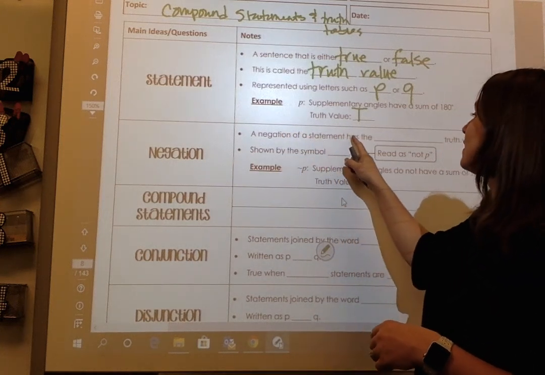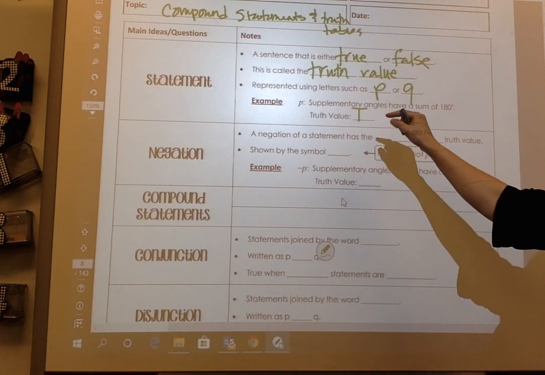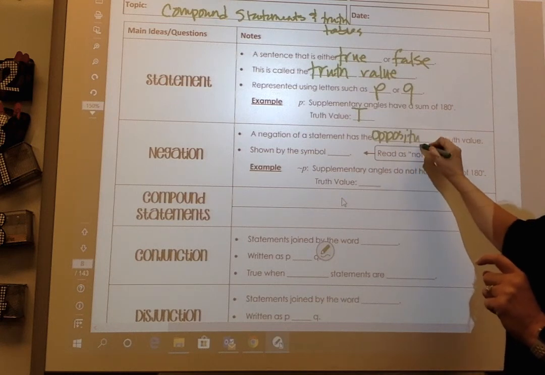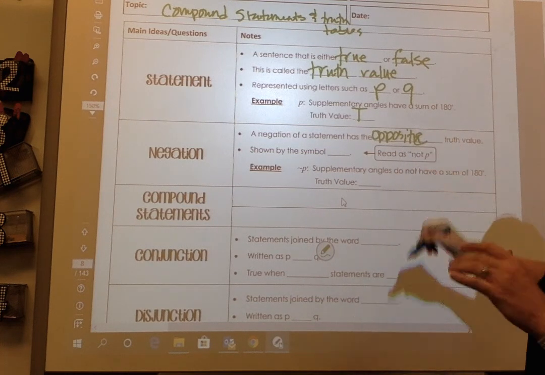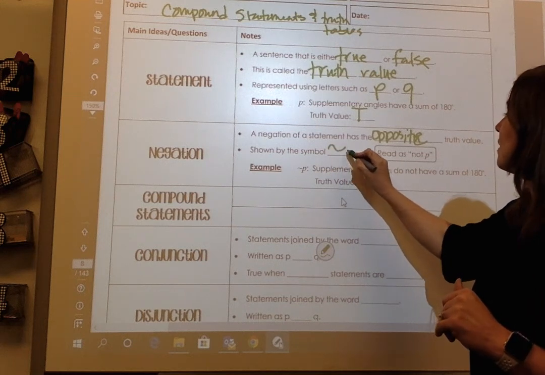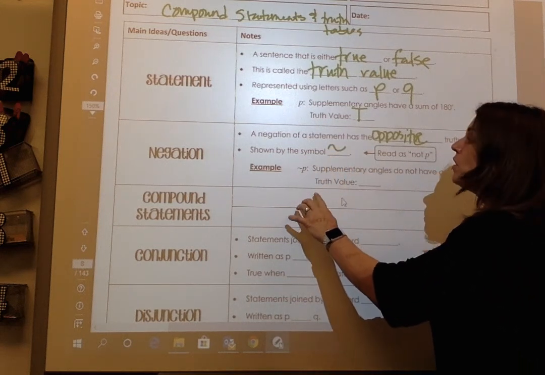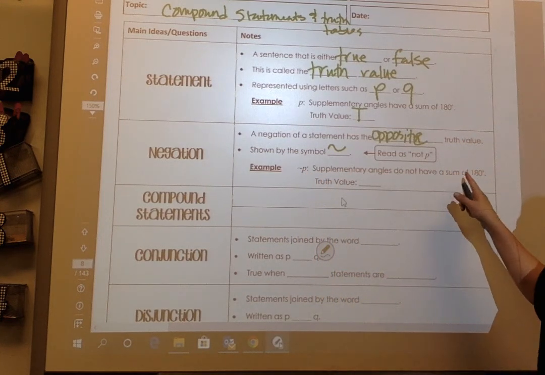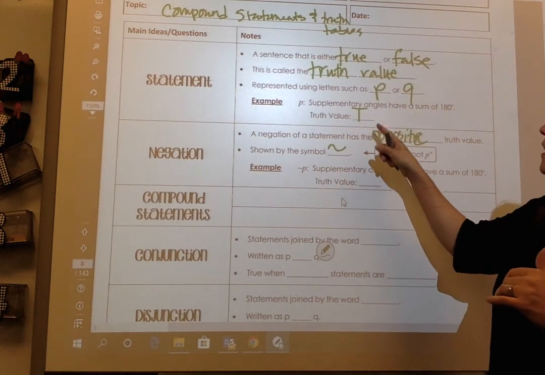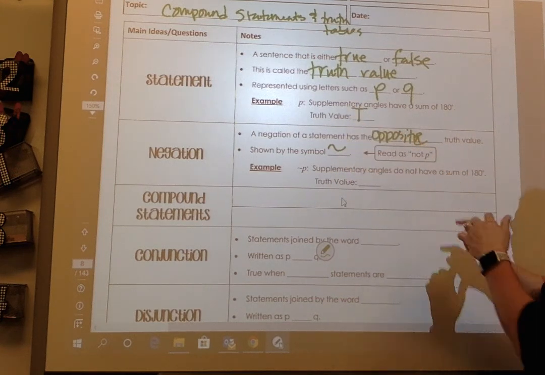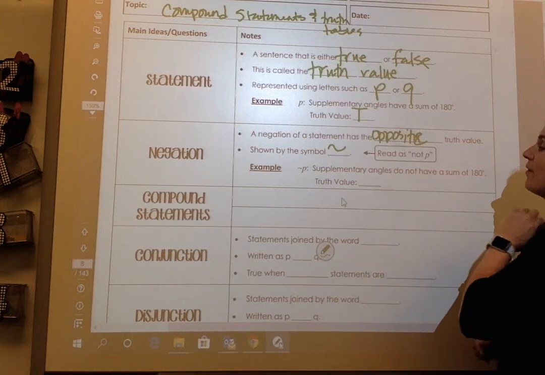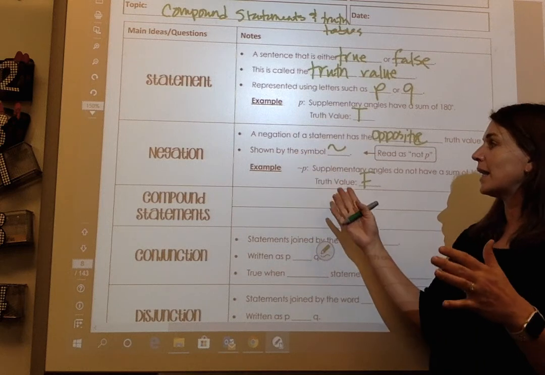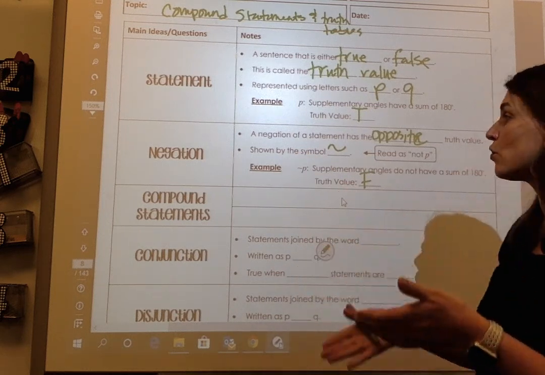A negation of a statement has the opposite truth value. And it's shown by this symbol, and we read this as not P. So, for example, not P says supplementary angles do not have a sum of 180. I have turned this statement into a not. Supplementary angles do not have a sum of 180, and my truth value there is false. They do. So I can negate it, and then I look at the truth value. Is it true or false?